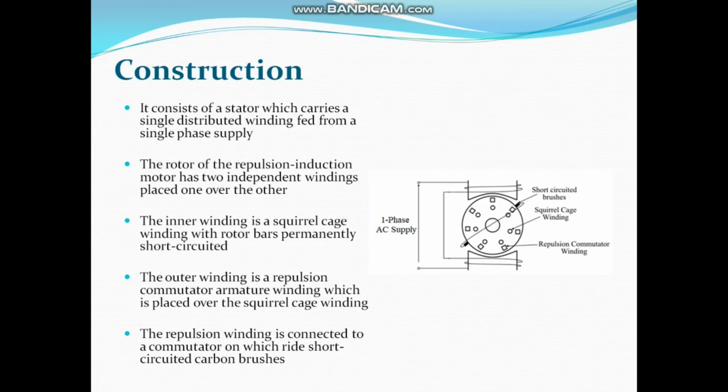The inner winding is a squirrel cage winding with the rotor bars permanently short-circuited. The outer winding is a repulsion commutator armature winding which is placed over the squirrel cage winding. The repulsion winding is connected to a commutator on which ride short-circuited carbon brushes.